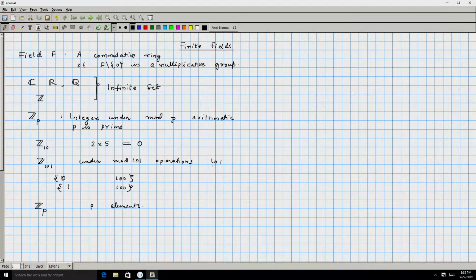Can we have finite fields of size, let us say 75? Can we have finite fields of size 128? Okay. So, finite fields of what sizes exist? That is a question to which we will try to answer. We will provide some partial answers to this particular question.